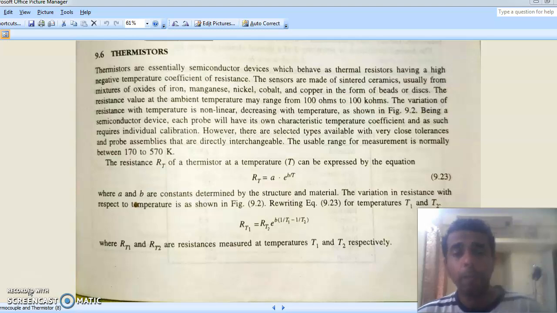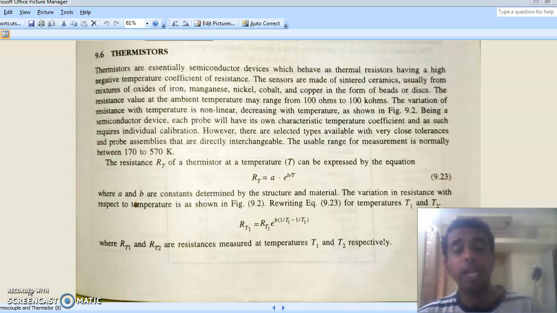Then we have seen that we have used a millivoltmeter as part of the circuit along with the thermocouple. The reason is that the output voltage is very small, in the range of millivolts. For a 100 degrees Celsius change in temperature, we get an output voltage of a few millivolts. So a few millivolts per 100 degrees Celsius is the sensitivity of a thermocouple.